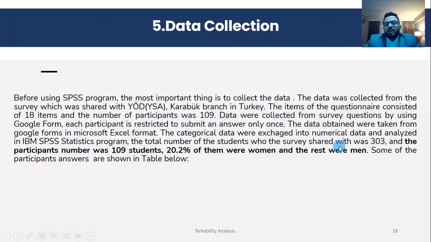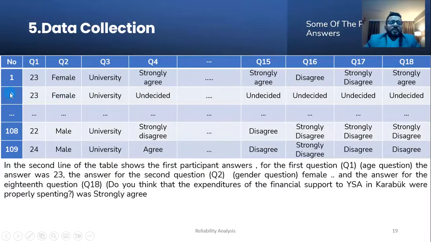Data collection. Here, for the data collection, we used Excel, and we shared the questions like a Google Form. The number of participants was 109 students, and 20% of them were women and the rest were men. Some of the participants' answers are shown in the table below. Here is the first participant, and here is the last participant.